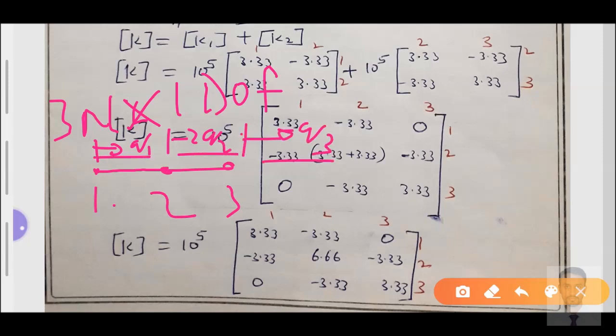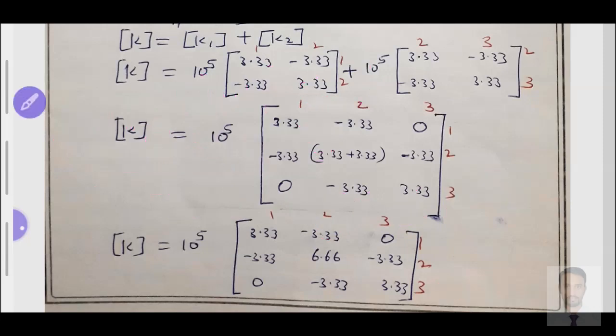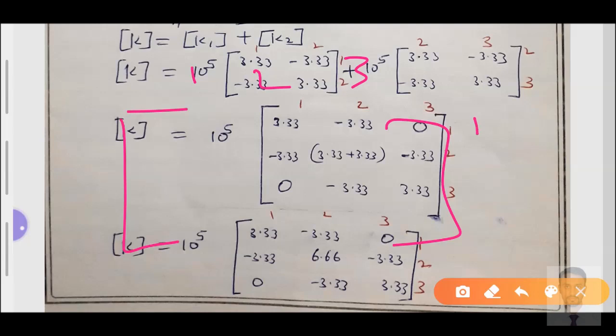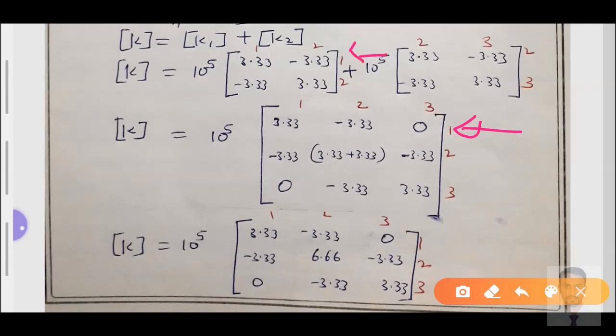Each node has 1 degree of freedom, so the total is 3, and we will get a 3 × 3 matrix. I write here the 3 × 3 matrix, with rows and columns 1 2 3. Then I consider row number 1. We find row number 1 in the first matrix, but it is not in the second matrix, since that element starts from node number 2 and ends at node number 3.